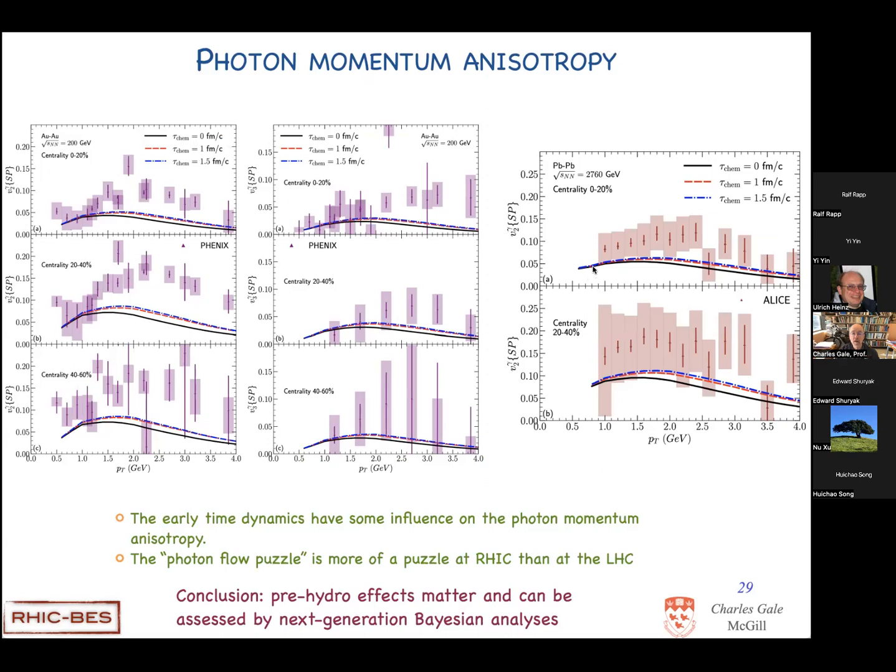RHIC, and here's what happens at the LHC. And I'll leave you to judge the agreement with data. And I would say that the photon flow puzzle, which most of you know well about, is more of a puzzle at RHIC than it is at the LHC. Because at the LHC, the spectra is not in disagreement, in some modest language, and you can see the agreement with the flow.